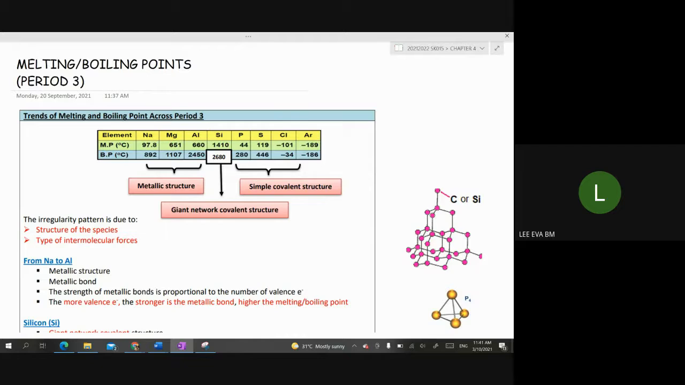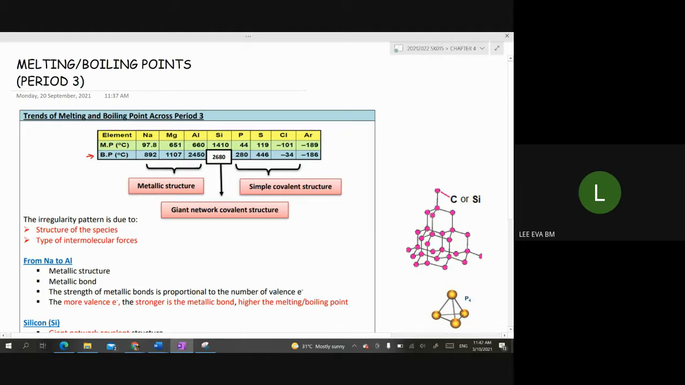Okay. So the trend of melting and boiling point across period 3 starting from sodium until argon. If you look at the table over here, MP stands for melting point, BP stands for boiling point. So we talk about boiling point in this case. You see from sodium to aluminium, 892, 1000, 2004. So the boiling point increases from sodium to aluminium.